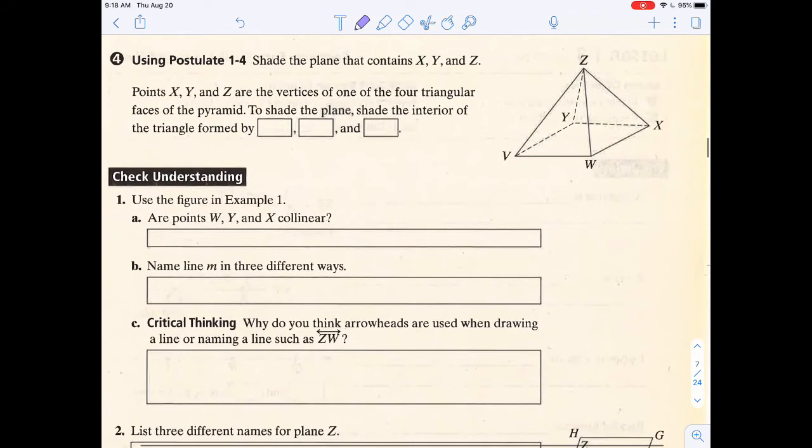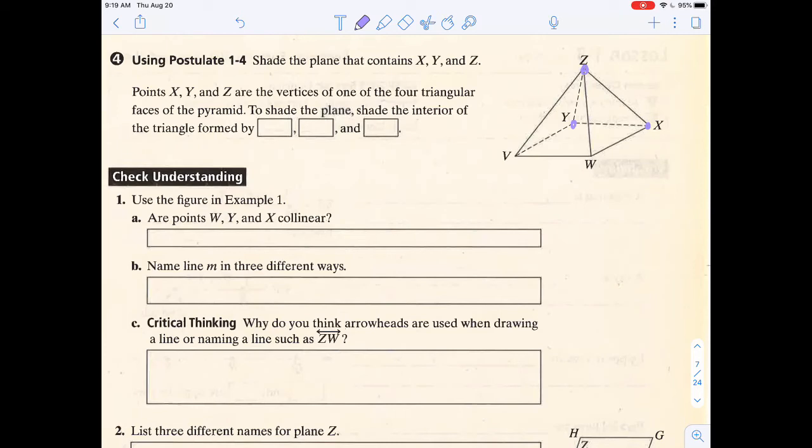Okay. Last example before you try this on your own. Alright, this says shade the plane that contains XYZ. Okay, points XYZ are the vertices of one of the 4 triangular surfaces of the pyramid. To shade the plane, shade the interior of the triangle. Okay, so we want X, Y, Z.